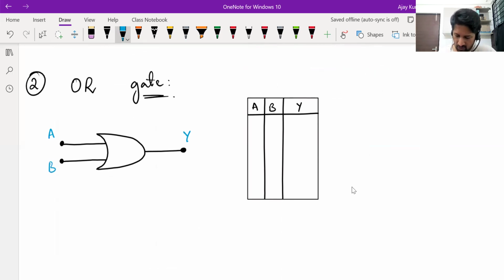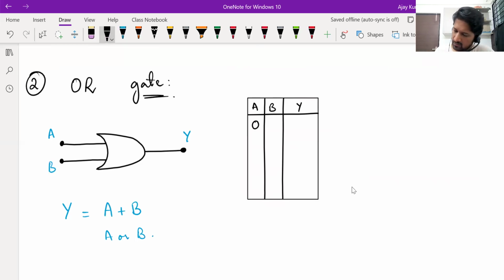We represent an OR operation like this. Y is equal to A plus B. You are supposed to read it as A or B. The plus doesn't mean anything. It is just a symbol used to indicate that it's an OR operation. Don't actually add the signals A and B.